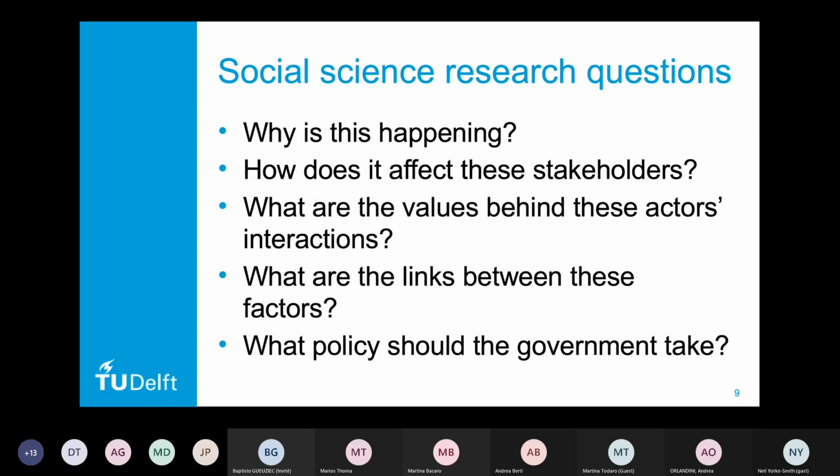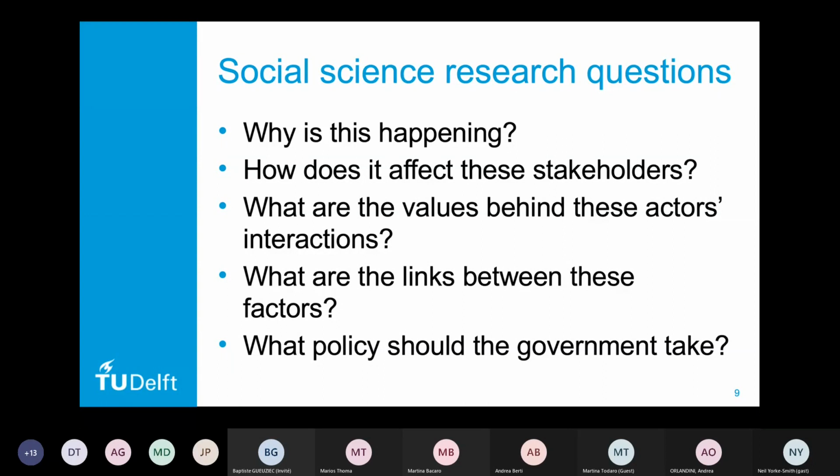They are, well, I'm looking at those fish making that circle. Why is this happening? Or they're looking at a car and its reassembly, and they ask, well, how does it affect these stakeholders? They might ask, okay, these actors are interacting in a certain way. What are the values behind them? What values are exposed by the action? All these different factors, how are they linked? Or they might ask, for example, what policy should the government take? Now, AI can help with some of these questions, but it can't directly answer the questions themselves. I mean, what policy should one take? Is an algorithm going to tell us? Okay, no, we start getting into a broader discussion.